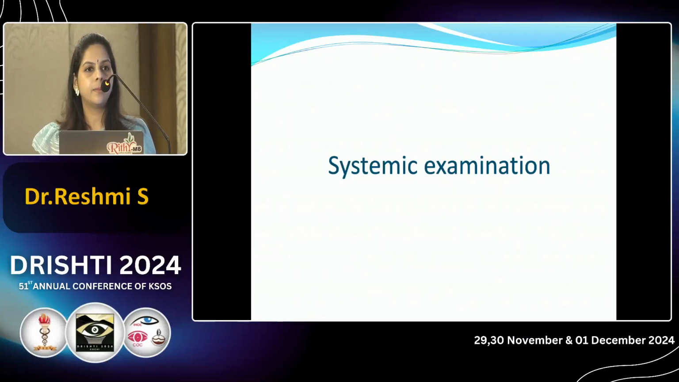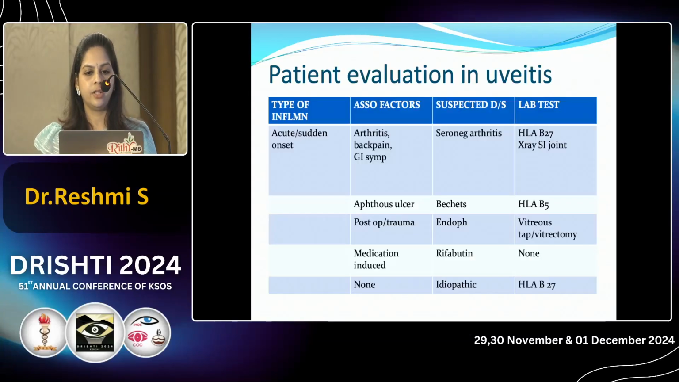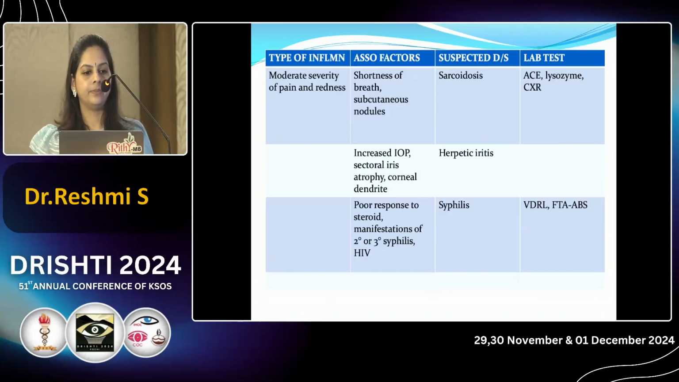So coming to the next part, that is systemic examination of the patient. The type of inflammation: if it is acute and sudden onset, look for associated factors. If there is arthritis, back pain or GI symptoms, etc., it can be seronegative arthritis. Check HLA-B27 and X-ray sacroiliac joint. If there is associated aphthous ulcer, it can be Behçet's and go for HLA-B5. If it is post-op or trauma patient, it can be endophthalmitis and check a vitrectomy. If it is medication-induced, it can be rifabutin, and if it is idiopathic, it can be HLA-B27.